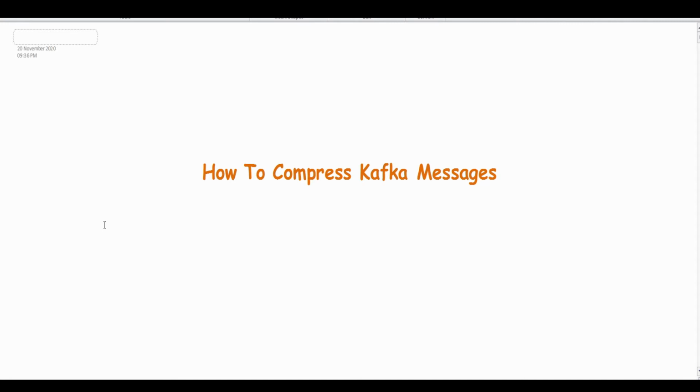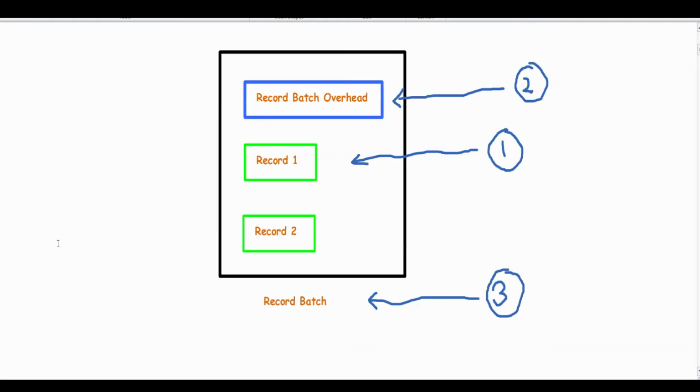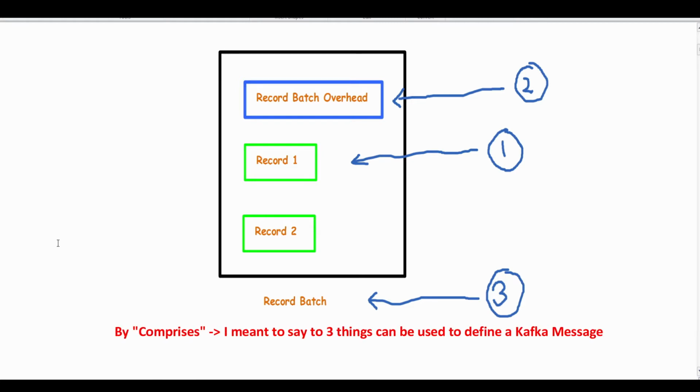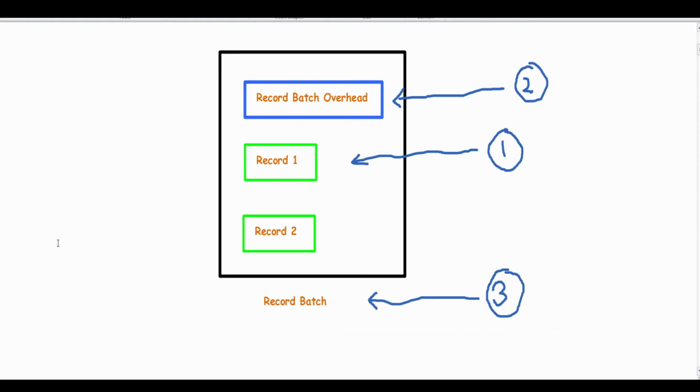So in today's video we'll see what are the different options we have to compress Kafka messages. As we know, a Kafka message comprises of three entities. The first one is the record, which is key value pair or the actual data. The second one is record batch overhead, which is the metadata about the data. And the third one is the record batch. Record batch is the actual batch of message which is sent to the Kafka broker.